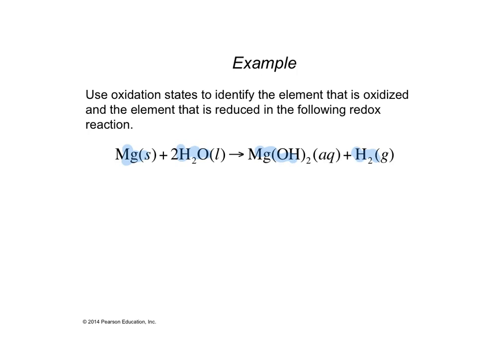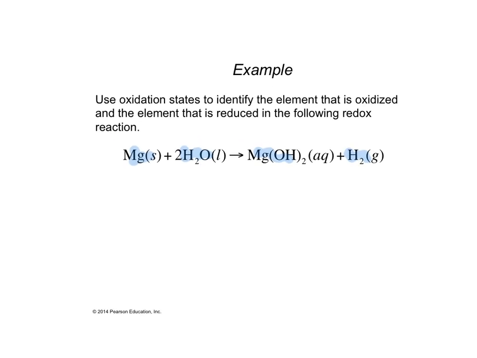So to do this, you have to go through and assign oxidation states to everything in the reaction. All right, so we start over here with magnesium. Magnesium solid, this is the elemental form of magnesium, so we have an oxidation state here equal to 0.